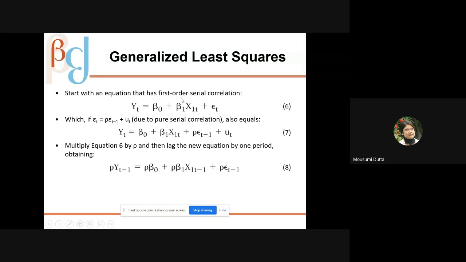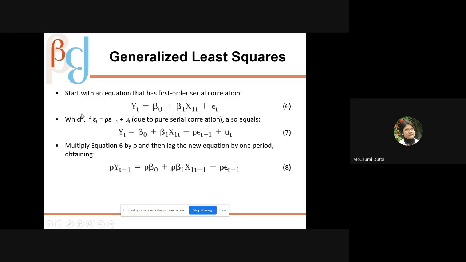Or if you consider the first model, you are getting Yt minus 1 is equal to beta naught plus beta 1 x1 t minus 1 plus epsilon t minus 1. Simply you are getting this. So if you have pen and paper, you can write the equation after using the time lag. The new equation will be Yt minus 1 is equal to beta naught plus beta 1 x1 t minus 1 plus epsilon t minus 1.